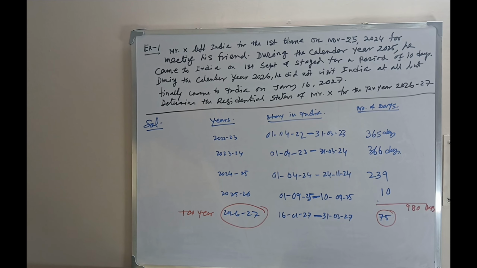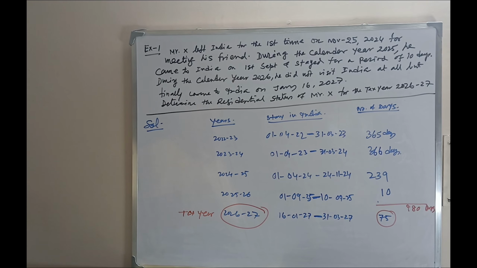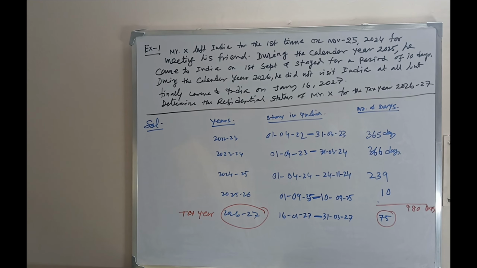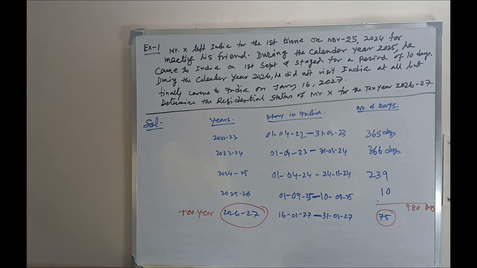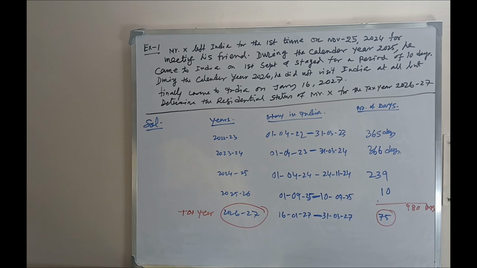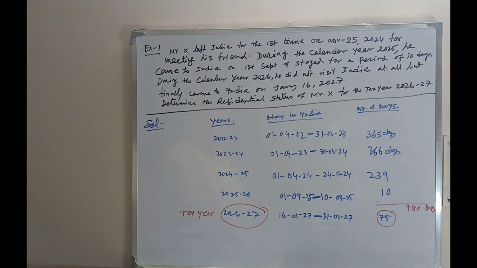2026-27. Now, for this type of problem, for determining the residential status, when you are going to solve the problem, first start from the tax year.